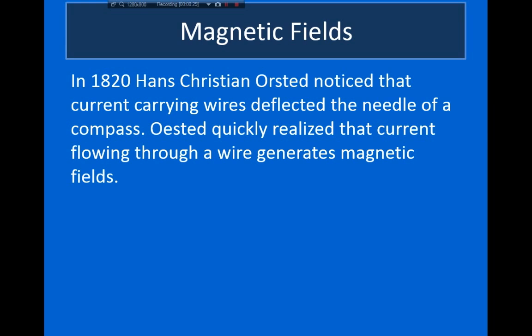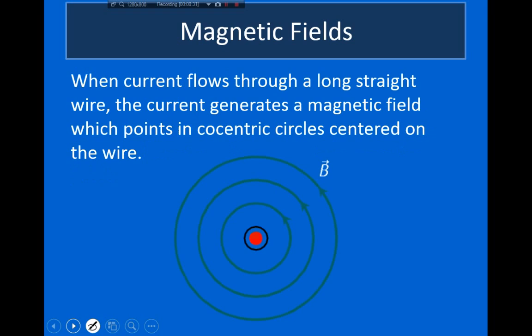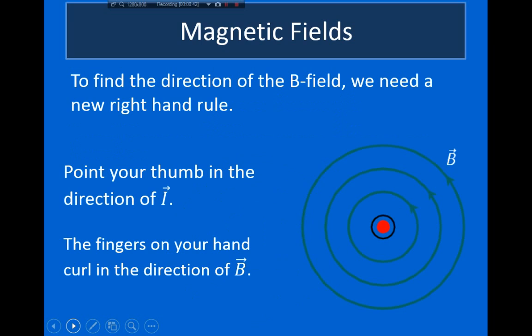So what exactly do these magnetic fields look like? Well, if you have a long, straight, current-carrying wire, the magnetic field lines form concentric circles around this wire. And the direction of these magnetic fields can be found using another right-hand rule. So, to find the direction of the magnetic field, you take your right hand and you point the thumb on your right hand in the direction that the current flows.